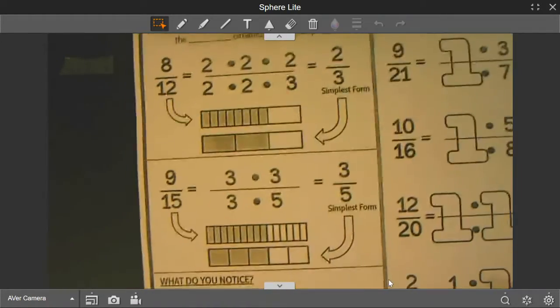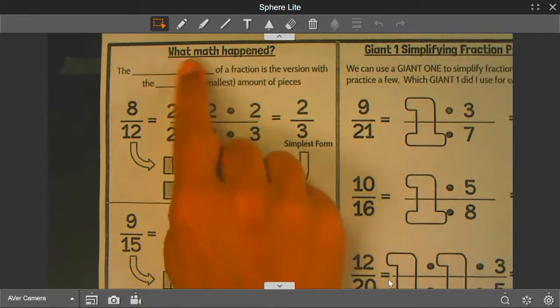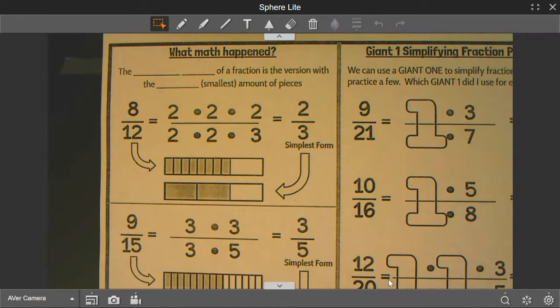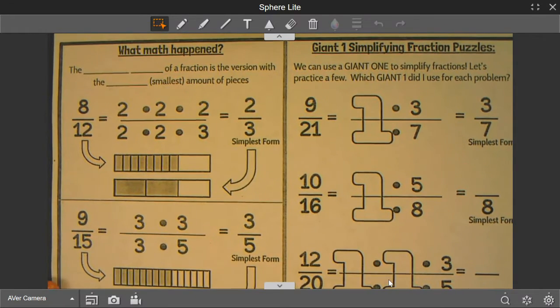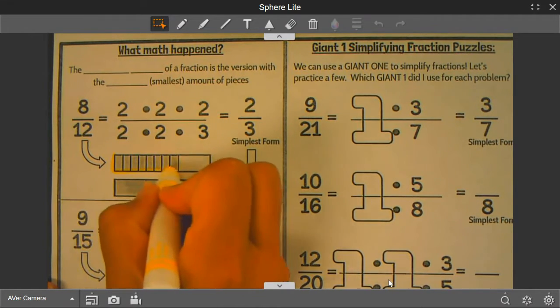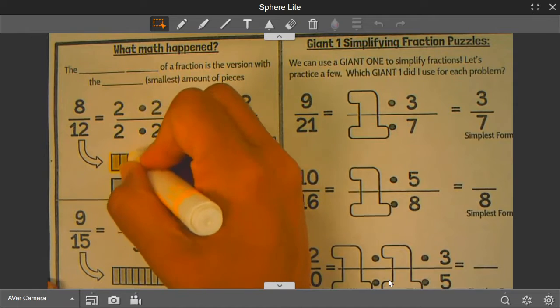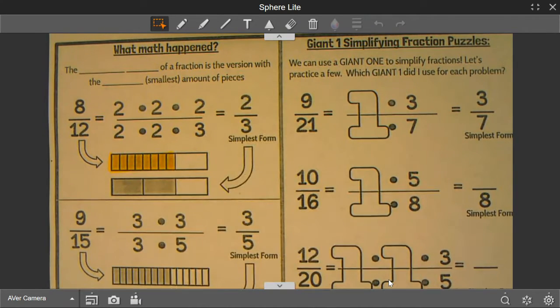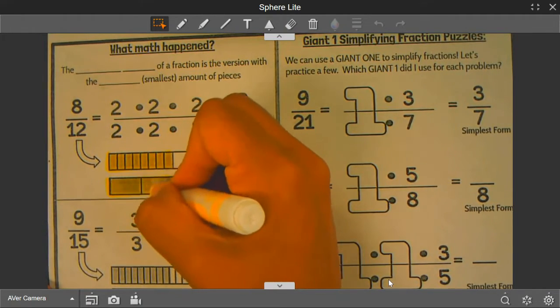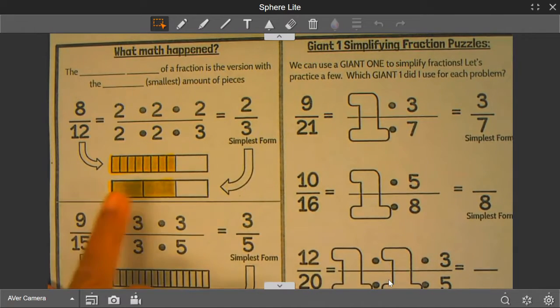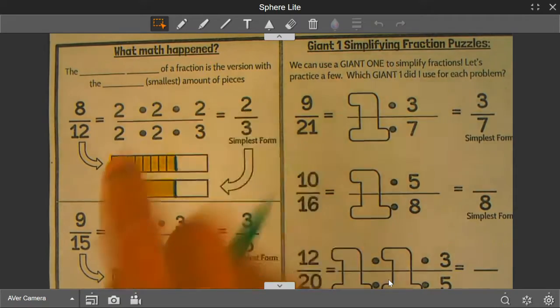For today, we're going to start off with What Math Happened. We're going to take a look at what you notice when we are simplifying fractions, okay? With your pencil, you can go ahead and shade a little darker. What we have here is 8/12 and 2/3. So these fractions are equivalent, right? Go ahead and draw a little line here. The same amount is being shaded.